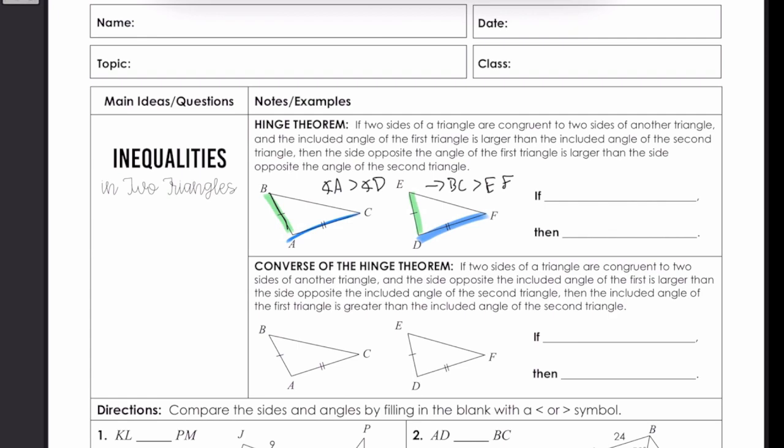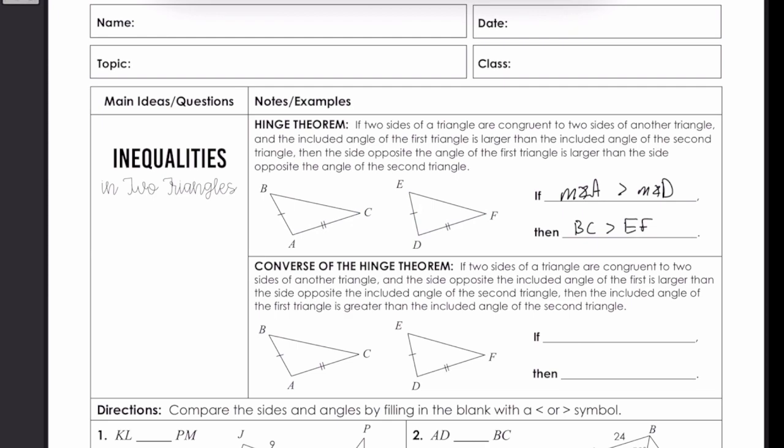So that's literally all this says. If the measure of angle A is greater than the measure of angle D, then you know that the length of segment BC will be bigger than the measure of segment EF. That's what the whole paragraph is summed down to. As long as you have the two pairs of congruent sides, then the if-then statement is true.